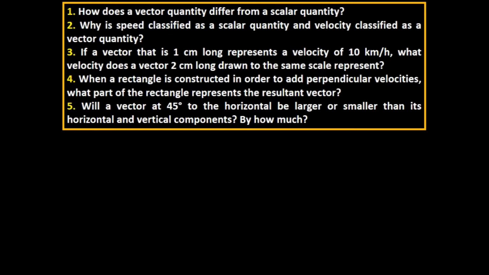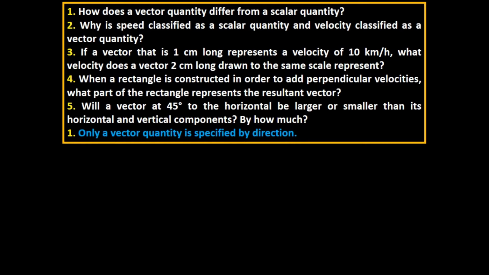Okay, the first question, first group, is going to be how does a vector quantity differ from a scalar quantity? Well, remember that a vector quantity is magnitude and direction, and the scalar quantity is just magnitude. For instance, mass, volume, length, while vector quantity is both magnitude and direction, such as speed and direction would be velocity. So only a vector quantity is specified by direction.